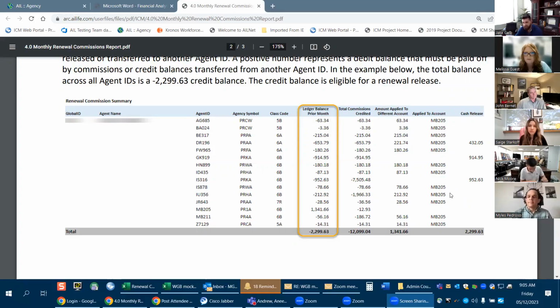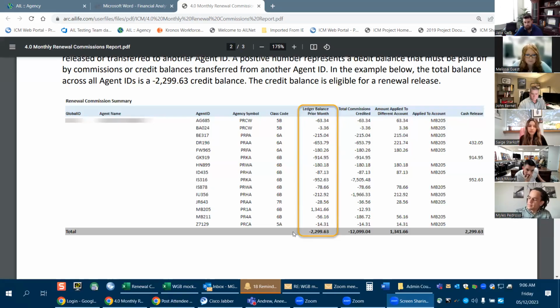Okay, so let's talk about everything that goes into being reported in an agent's balance. Every account number has two balances. There is a ledger balance and a prepaid balance. What you see on the renewal commission report is going to be the ledger balance as of the end of the month. So the ledger balance is going to be what's used for determination of an agent renewal release.